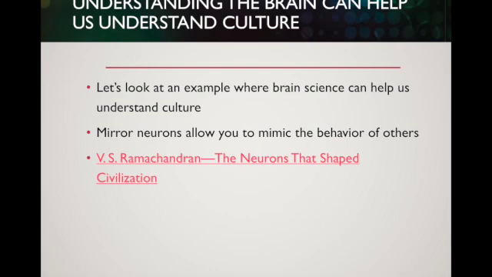So let's look at an example of where brain science can help us to understand culture by looking at the example of mirror neurons. Mirror neurons are neurons that allow us to mimic the behavior of other people. They allow us to metaphorically put ourselves in somebody else's shoes, to actually imagine what it would be like, so we can watch somebody conducting a behavior and we can mimic that behavior. V.S. Ramachandran has suggested that these mirror neurons, which are really only found in non-human primates and human primates, are what have helped to shape culture and society.